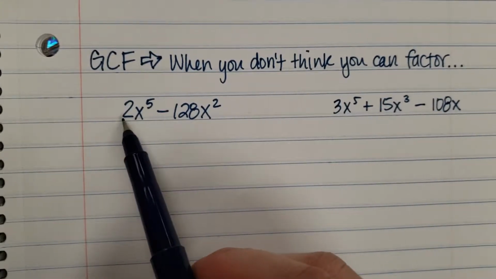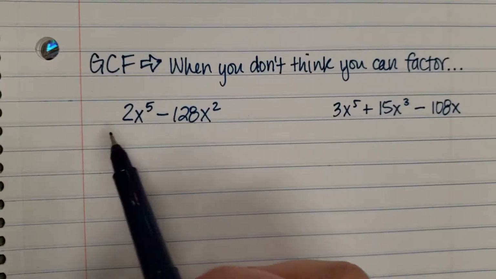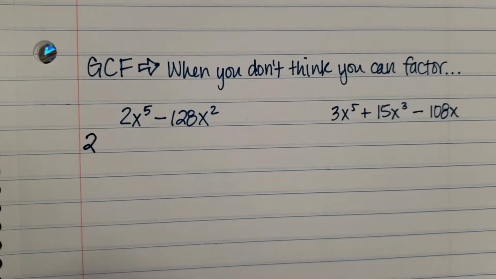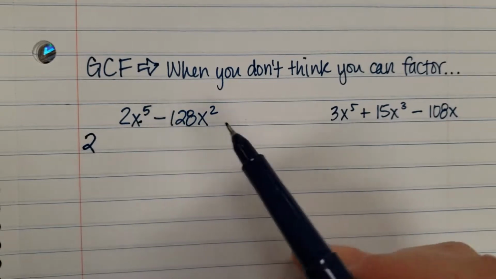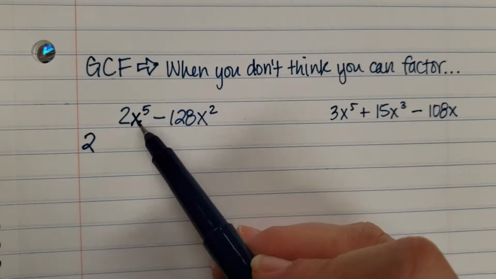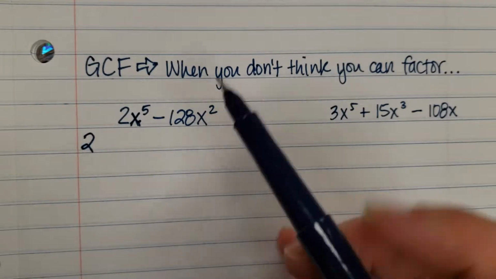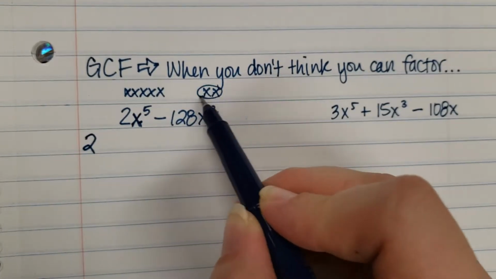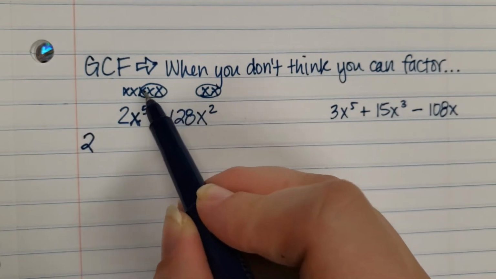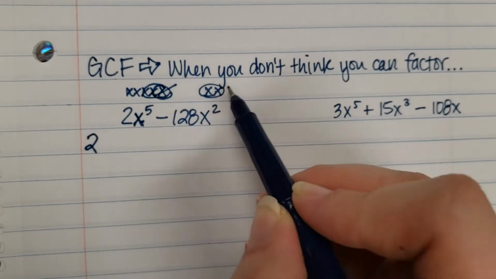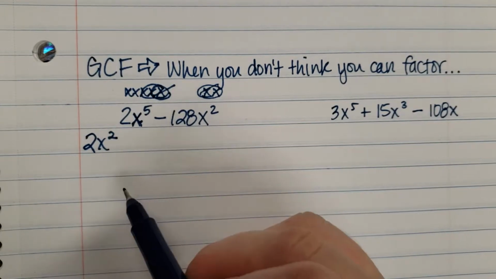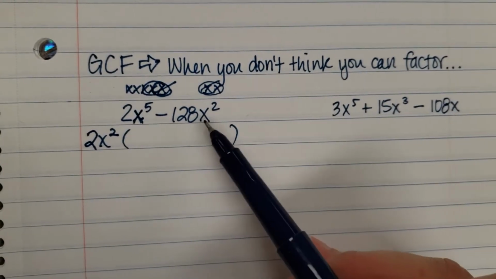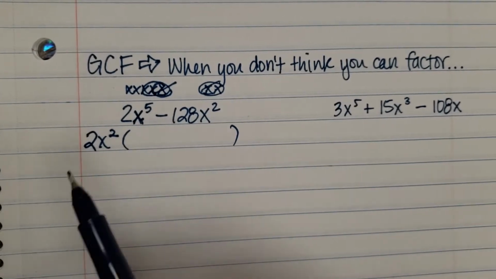However, if we notice the numbers, 2 and 128, well, they're both even. So I can divide 2 out of both of those. And then I have x to the fifth and x squared. Well, they have an x squared in common, right? X to the fifth would be 5 x's. X squared is 2 of them. So they both have 2 that they share. So I'm going to divide x squared out of both terms. I cannot take any more than the smallest exponent, though, so remember that.